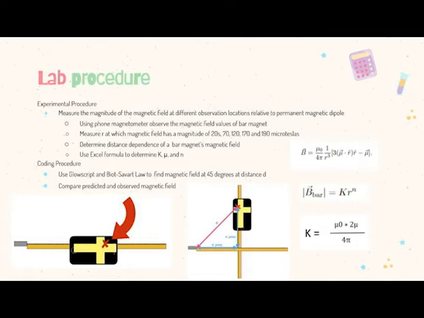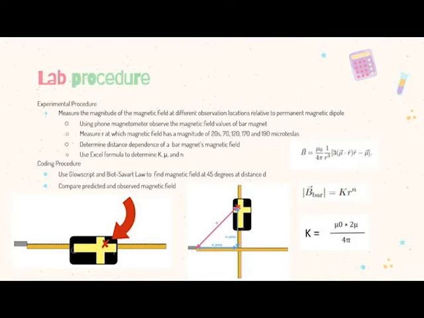Once this step is complete, we're going to measure the distance r at which the magnetic field has a magnitude of 20, 70, 120, 170, and 190 microteslas. We will then determine the distance dependence of the bar magnet's magnetic field. We will do this using our Excel graph's line of best fit formula and formulas 2 and 3 indicated on the right to calculate k, mu, and the distance dependence of the magnetic field.